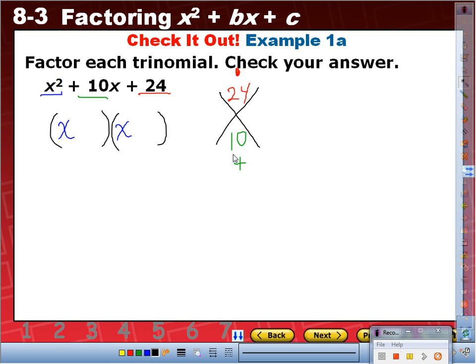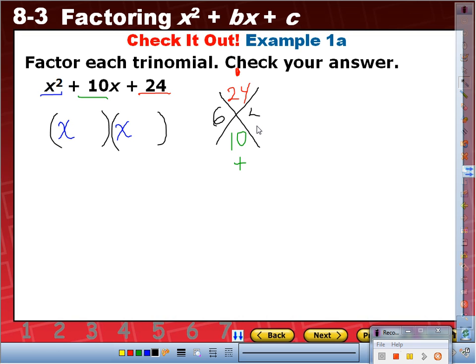Okay? Ebony, what do you think? Ebony says 4 and 6. Is that true? Yeah. 4 times 6 is 24. 4 plus 6 is 10. But I'm going to say 6 and 4. Why? Because the order doesn't matter. Did everybody catch what I just said? Yeah. Because the order doesn't matter.